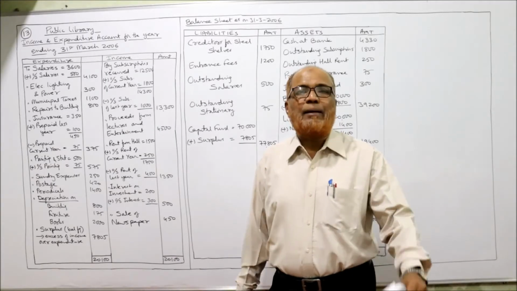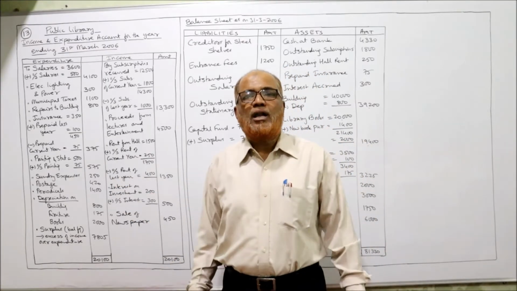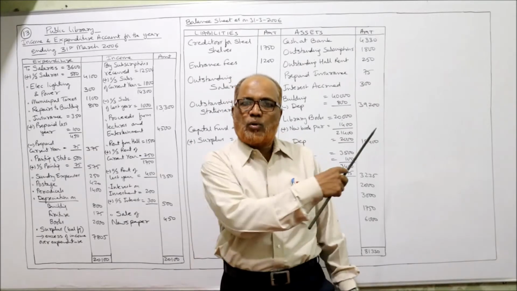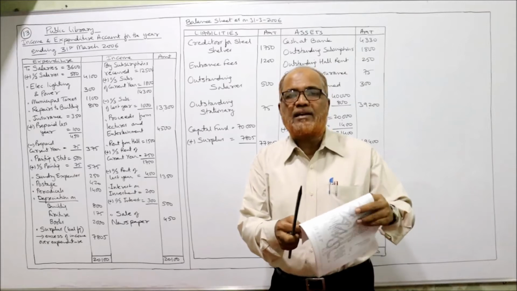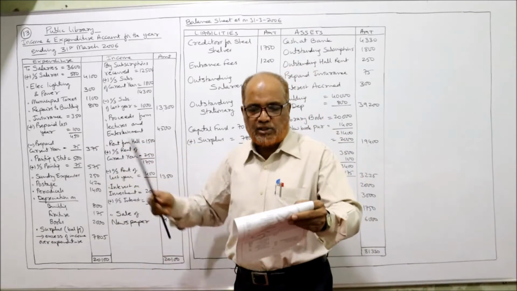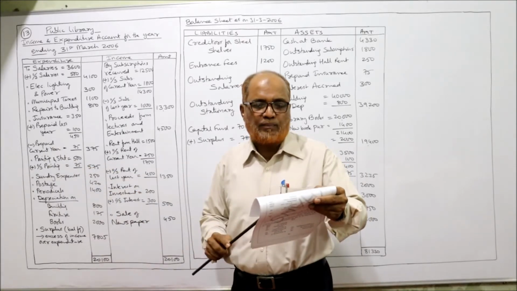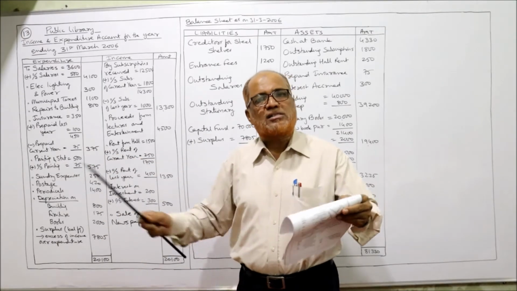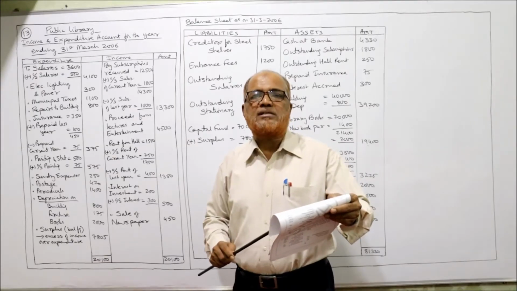Next, additions to library books. Addition to library books means books purchased. Remember, books is an asset. Books are asset. It will go to balance sheet. Next comes electric lighting and power. This electric lighting and power is a revenue expenditure. It will be taken on expenditure. Then municipal taxes, revenue expenditure. Then repairs to building, revenue expenditure. Insurance, revenue expenditure. Electric installation expenses.